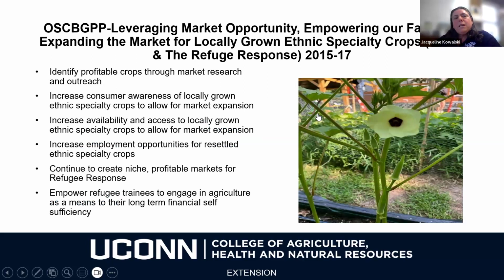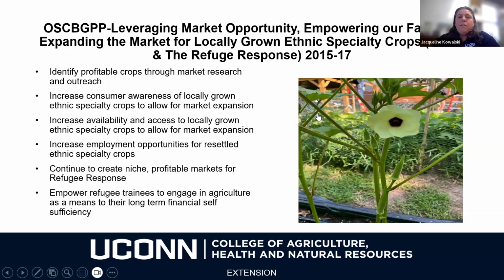Our goals for this project were to identify profitable crops through market research and outreach, increase consumer awareness of locally grown ethnic specialty crops to allow for market expansion, increase availability and access to locally grown ethnic specialty crops, increase employment opportunities, continue to create niche profit markets for Refugee Response, and empower refugee trainees to engage in agriculture as a means to their long-term financial self-sufficiency. Again, we were hoping to expand the markets for some new crops, provide financial benefits to those new farmers who are selling those crops, and also just to grow awareness.